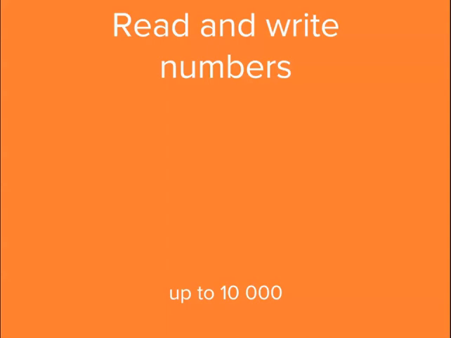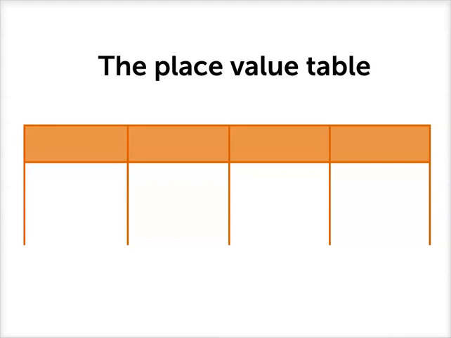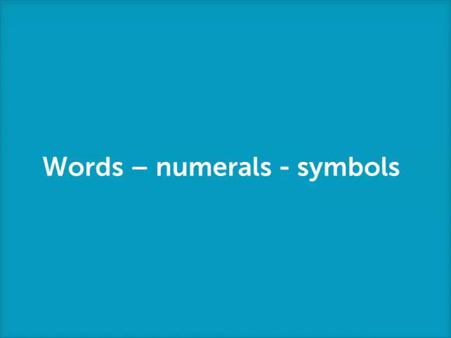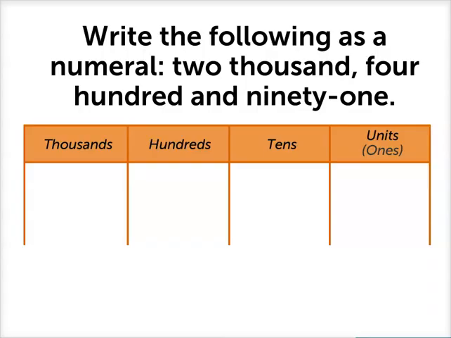In this video, we're going to read, write and model numbers up to 10,000. So far, we've looked at the units or ones column, the tens column and the hundreds column. Now we're going to look at the next column up, which is the thousands column. So let's look at how we can go from words to numerals to symbols by using an example.